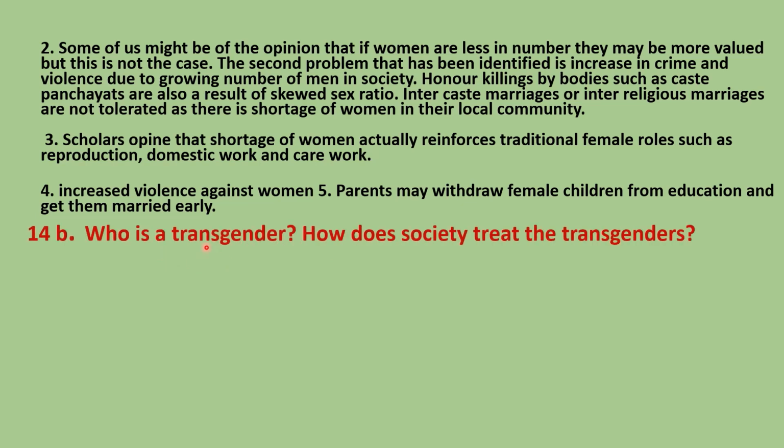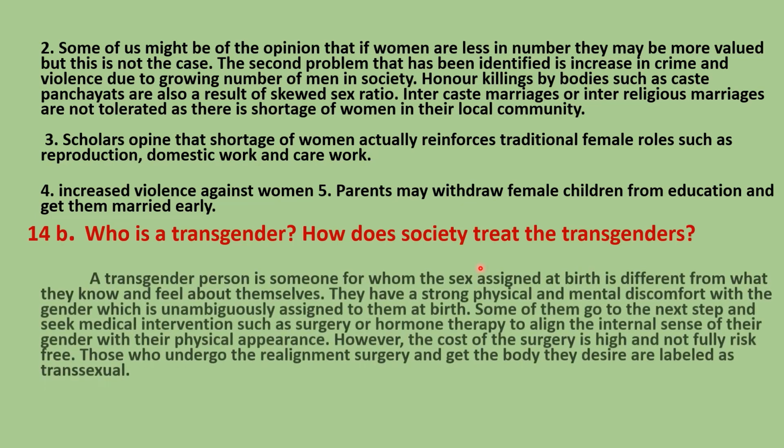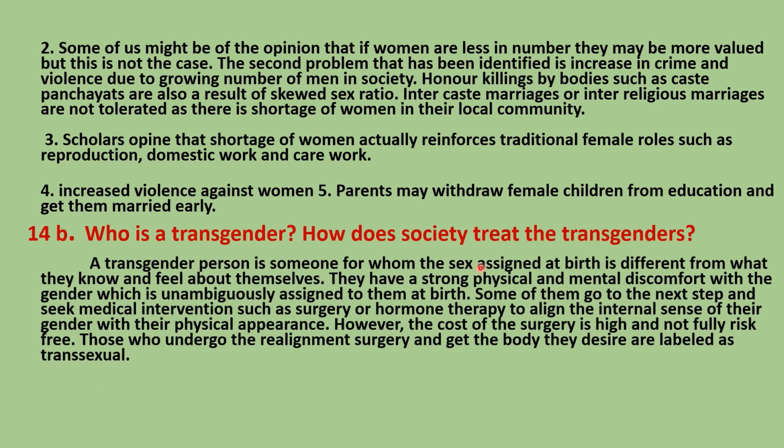Who is a transgender? How does society treat the transgenders? A transgender person is someone for whom the sex assigned at birth is different from what they know and feel about themselves. They have a strong physical and mental discomfort with the gender which is unambiguously assigned to them at birth. This is natural. Nobody is responsible for that.